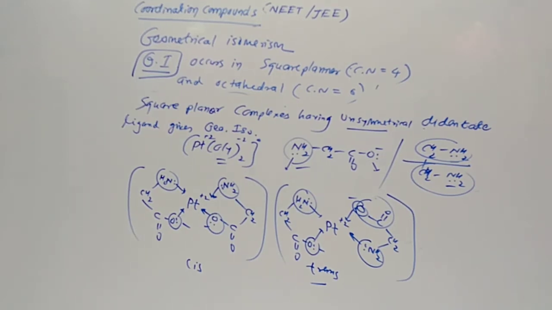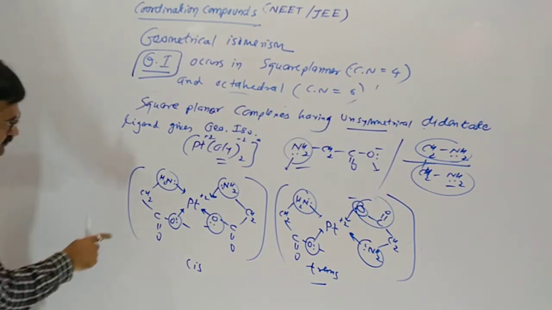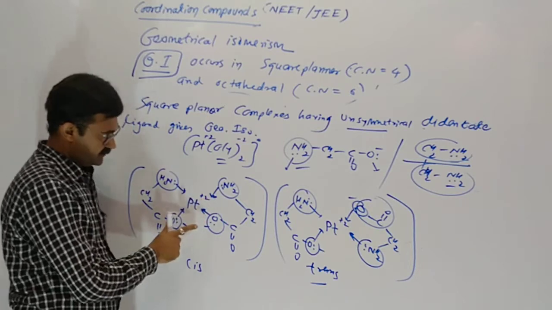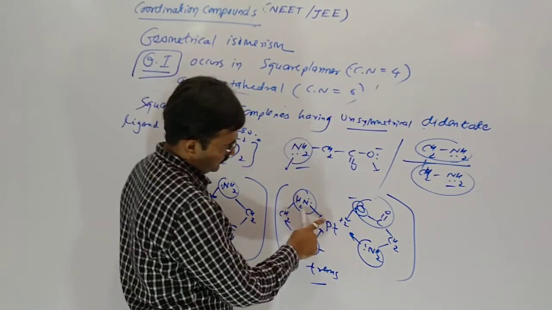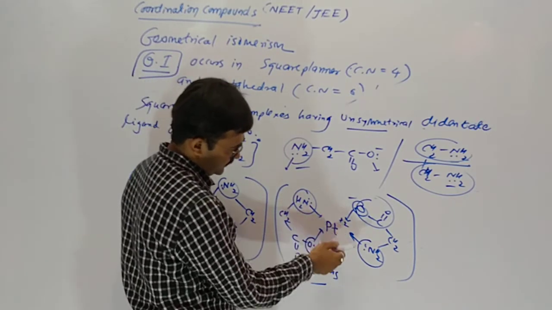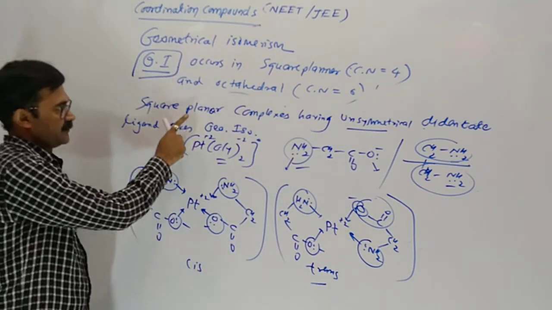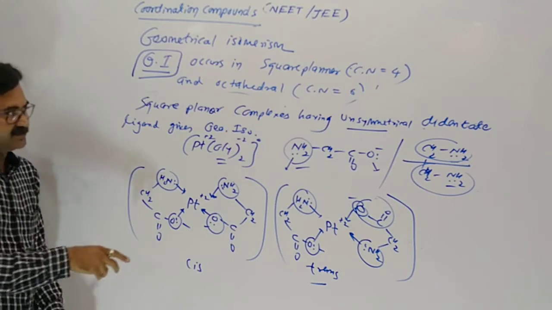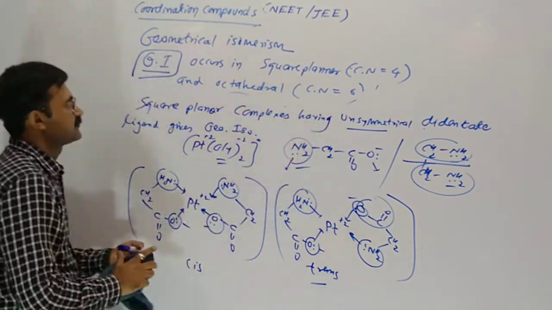Now clear? Two nitrogen donors on the same side at 90 degrees. Here two nitrogen donors on the opposite side at 180. So trans and cis, in this type of entity, but wherever didentate ligands should be unsymmetrical.